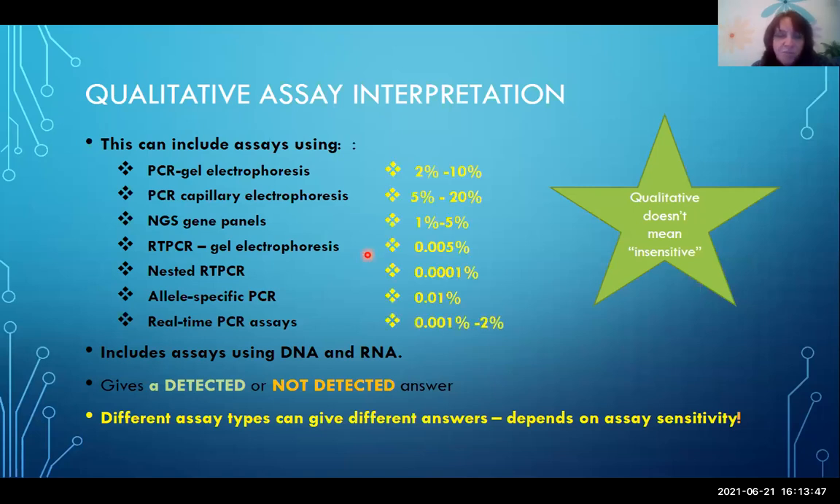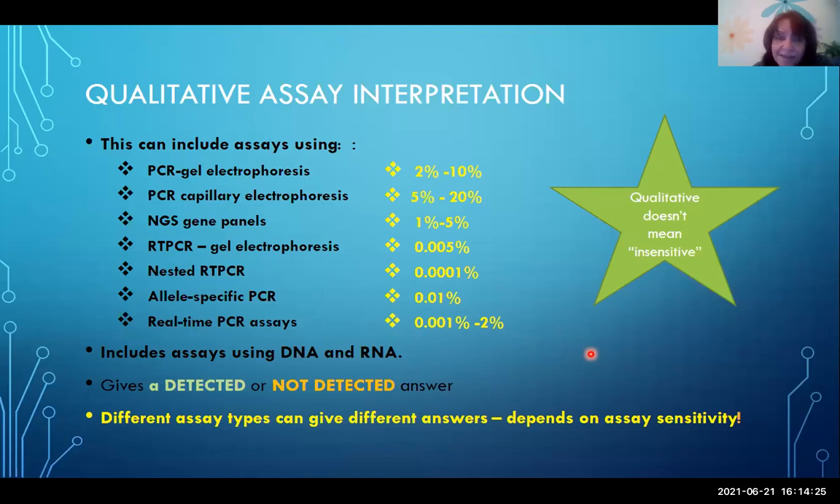As you can see from this, these are the different methods that could actually be used to give you a qualitative yes/no answer. They're very varied, even from NGS, even to nested RT-PCR, which is incredibly sensitive. These can actually all be used for just a yes/no answer. Some of these, as I said, are incredibly sensitive, 5-6 logs. That's a 6-log kind of sensitivity range. But what's important here is that different assay types can give you different answers, depending on the assay sensitivity, even for a qualitative assessment.